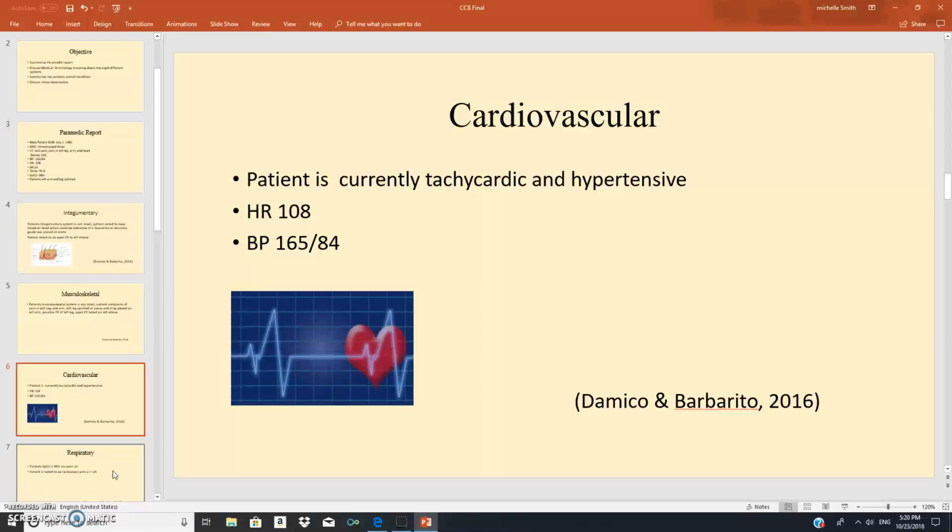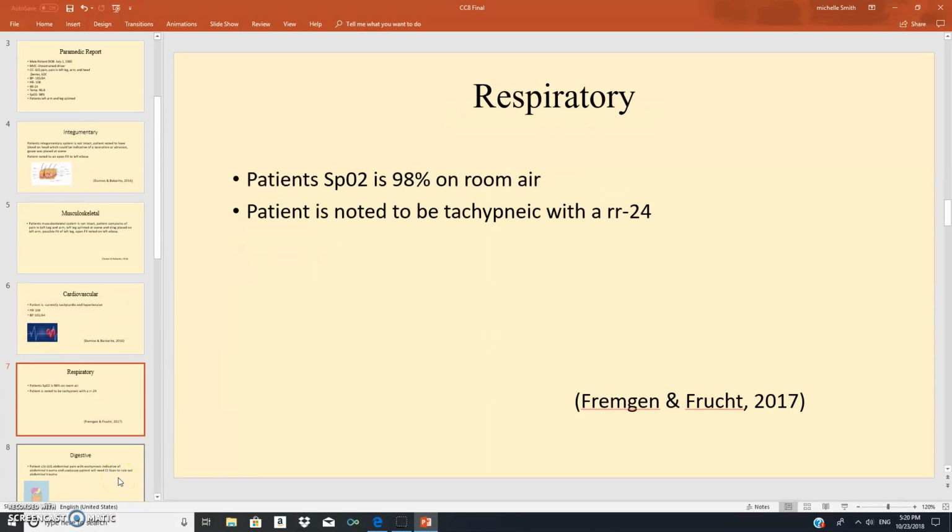Cardiovascular. Patient is currently tachycardic and hypertensive. Heart rate 108, blood pressure 165/84. Respiratory. Patient's SpO2 is 98% on room air. Patient is noted to be tachypneic with a respiratory rate of 24.